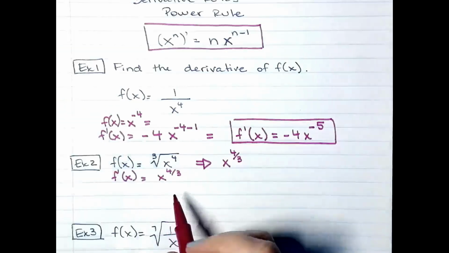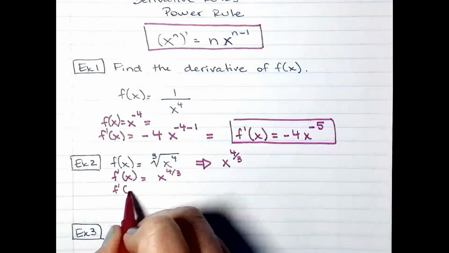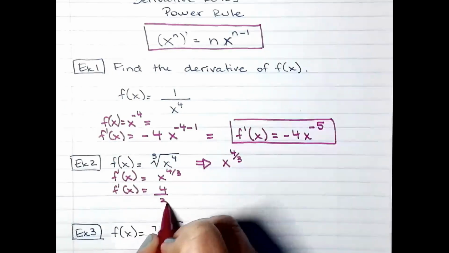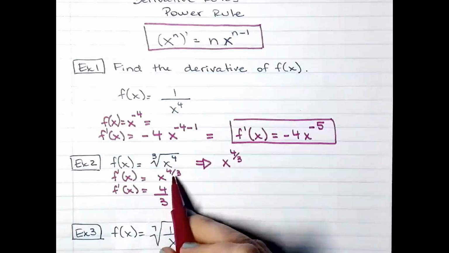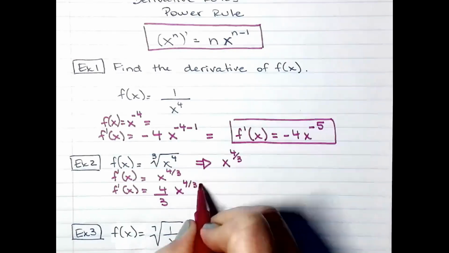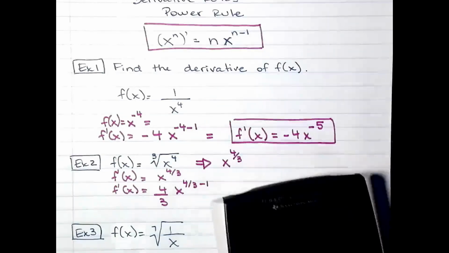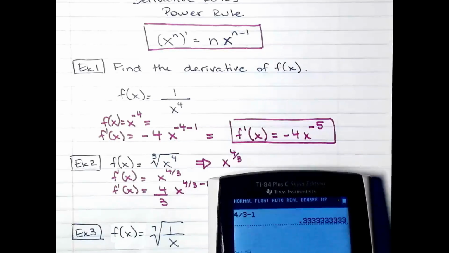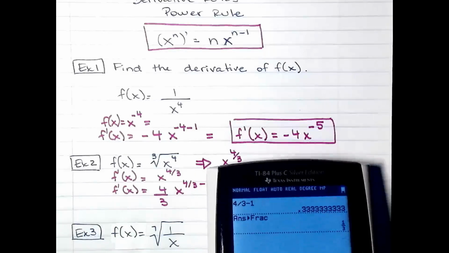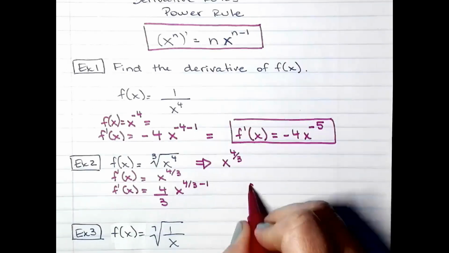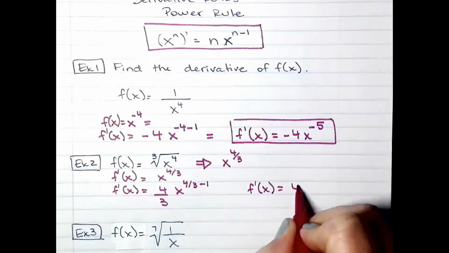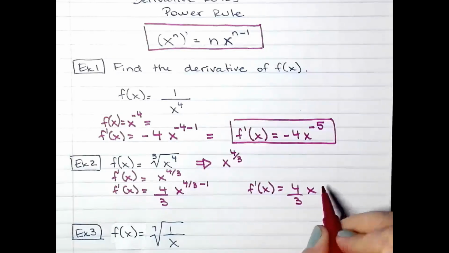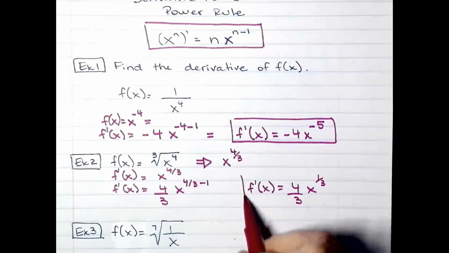Okay, follow the rule. The exponent goes right there in the front. And then you subtract 1 from your exponent. You can do it by hand, or you can just put that in the calculator. So 4/3 minus 1. And let's leave the answer as a rational exponent. Okay, so 1/3. So f prime of x is 4/3 x to the 1/3 exponent.